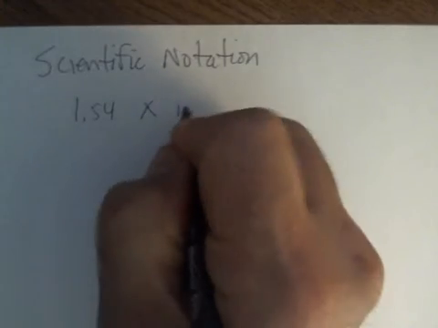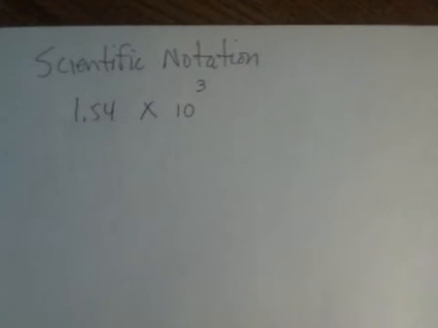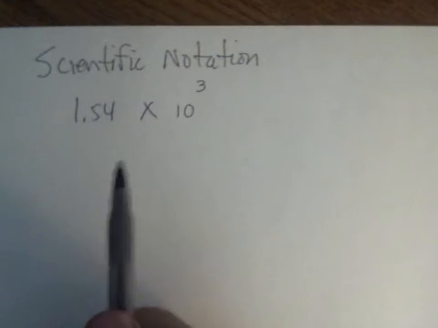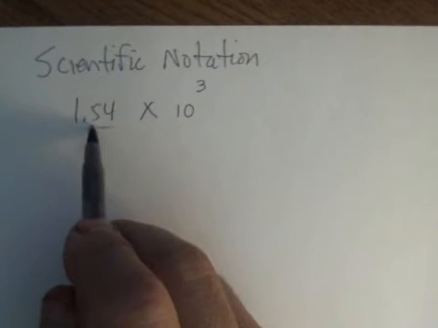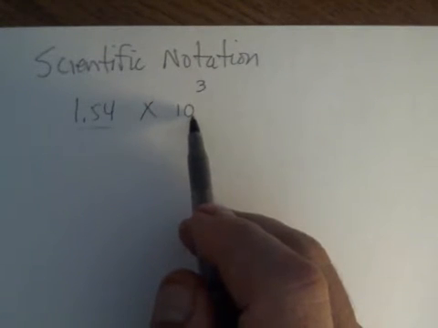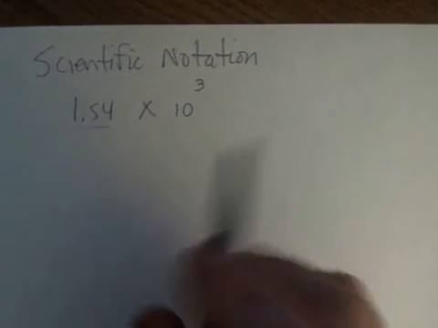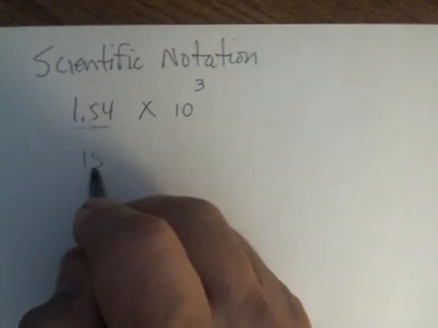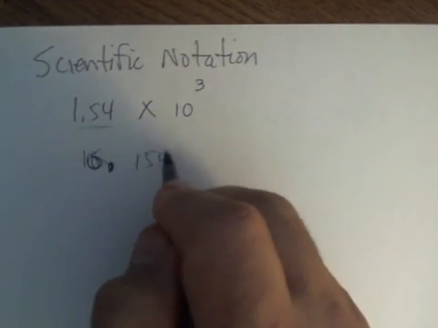An example of scientific notation looks something like that. Now, it's a small number because 10 to the third actually means 1,000, okay? The rule for scientific notation is your base number here must be between 1 and 10, and then you have your times, your 10 raised to the power. So this number actually is 1,540. Sorry about that. I'm trying to talk and write at the same time.